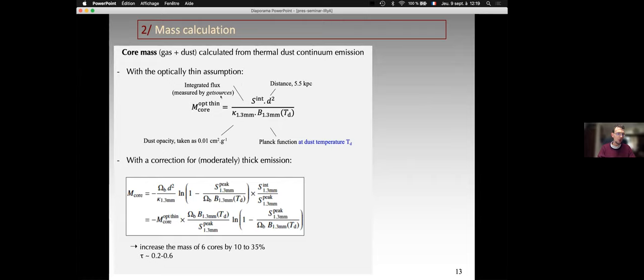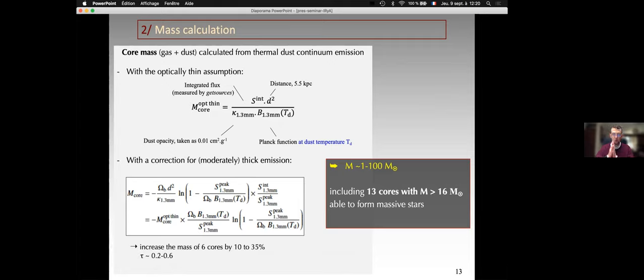The classical formula was not sufficient. What I call the classical formula is with the optically thin assumption, and it's involving the integrated flux, the dust opacity kappa, and the Planck function at the dust temperature TD. So instead, we use this formula, which takes into account and corrects the optical thickness of the core. And actually, it only changes the mass for the six brightest cores, and it increases their mass between 10% and 35%.